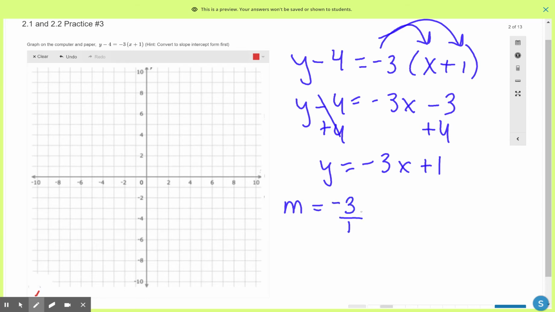Whenever you have an integer as your slope, you can put a 1, and that will show you the run. Since the 1's positive, we're going to go to the right after you go down 3 locations, or you could go up 3 locations and then to the left. And then your b value is a positive 1, so that's where we're going to begin.